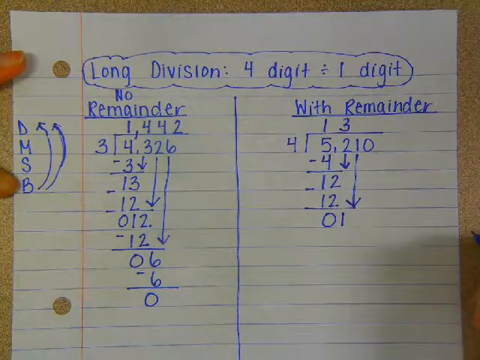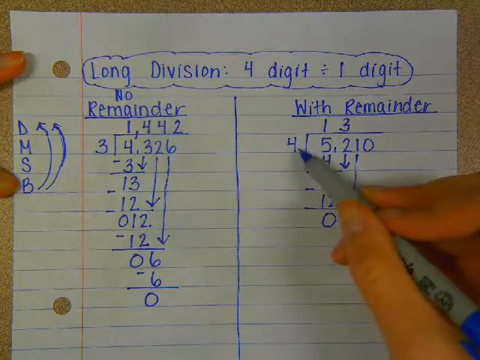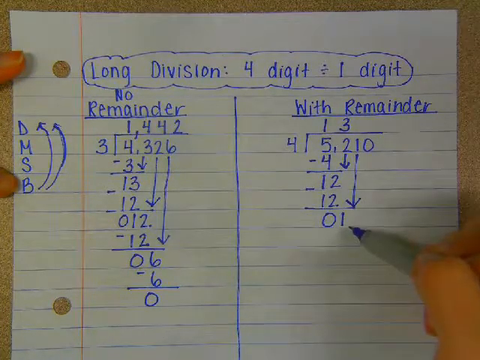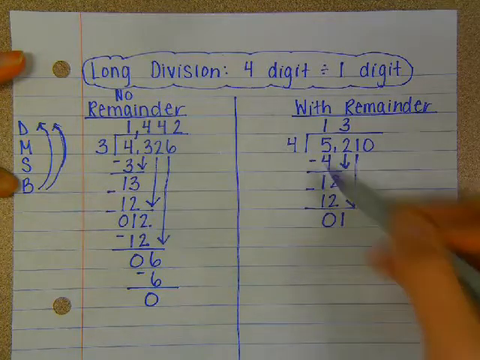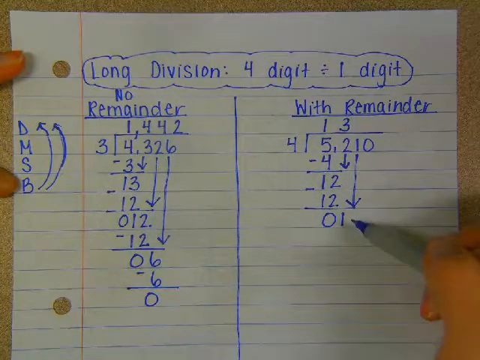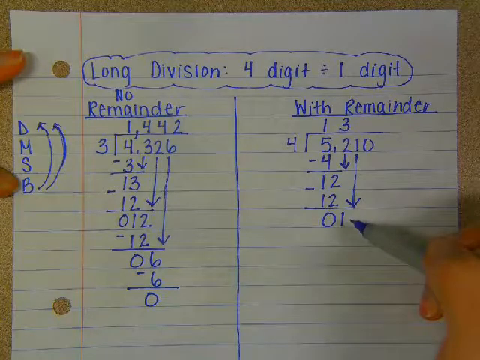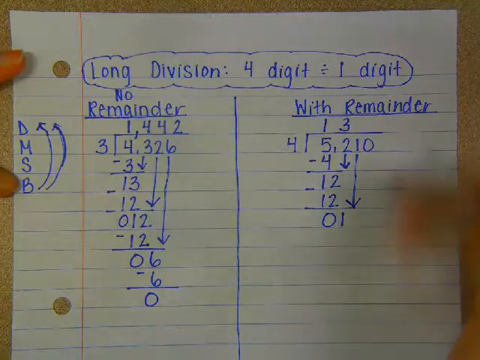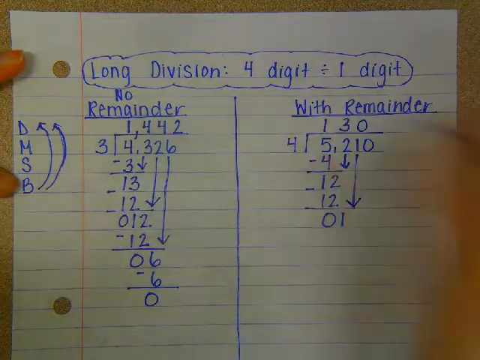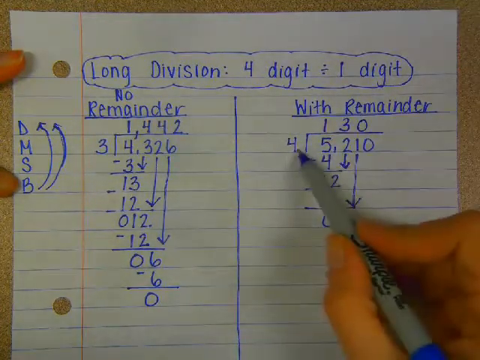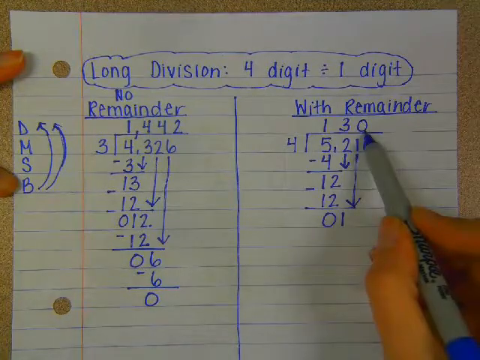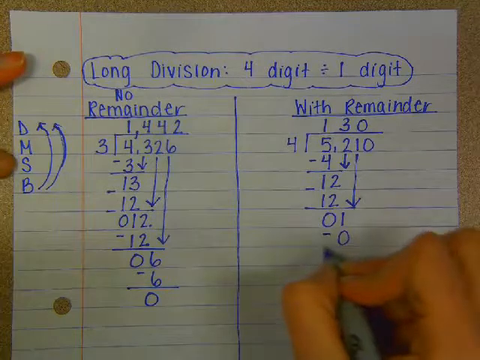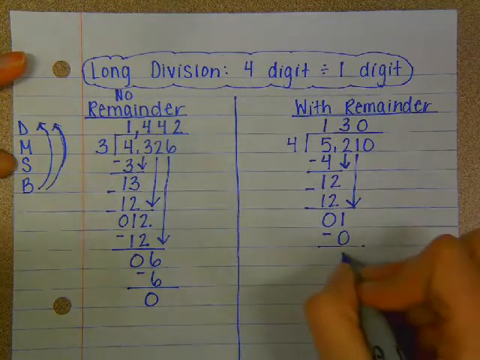Now this is where it can get tricky. I have to ask myself, how many times can 4 go into 1? Well, 4 is larger than 1. So I know that 4 cannot go into 1 because there is nothing I can multiply by 4 to get me an answer of 1. So I must put a 0 up here. So now I multiply 4 times 0, which is 0, and then I subtract. 1 minus 0 equals 1.